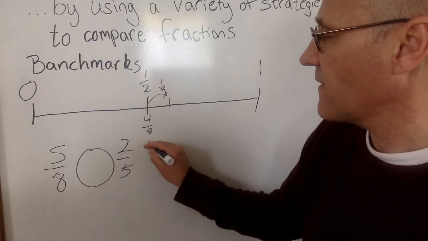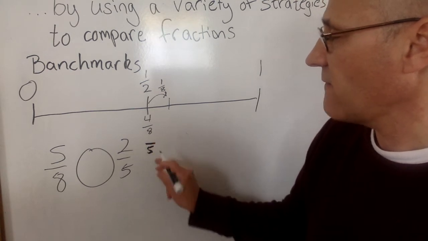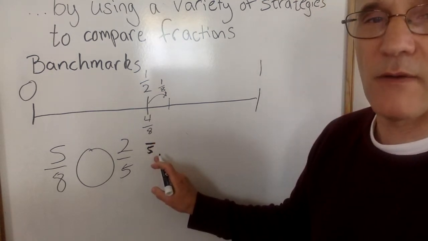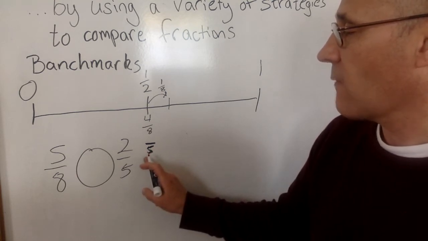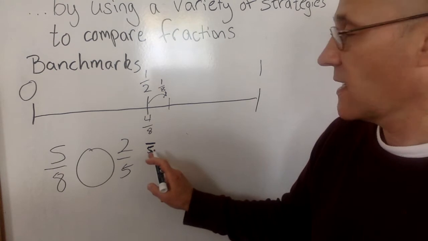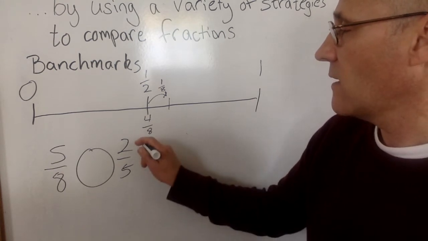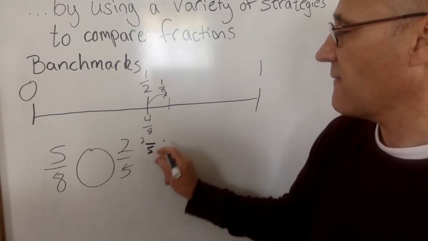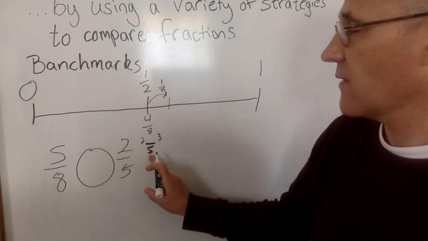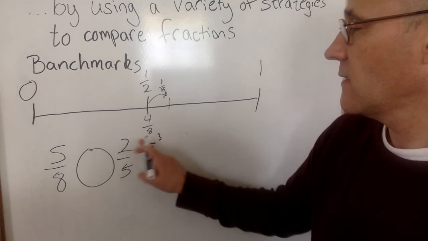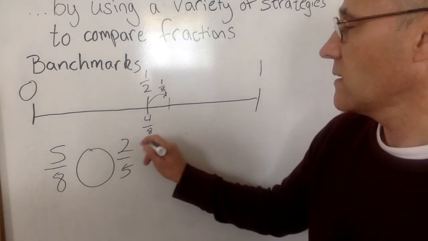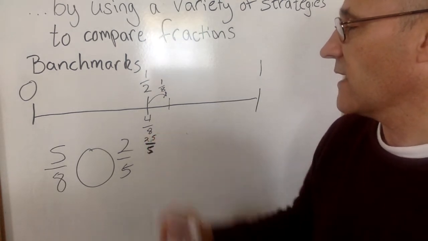Now 2/5. Well, what's half in fifths? Well, half of 5 is a little bit harder to figure out. Think of in between. 5 is in between 4 and 6. Half of 4 is 2. Half of 6 is 3. So half of 5 is in between 2 and 3, or basically 2 and 5/10.